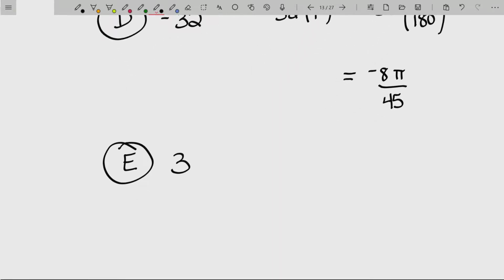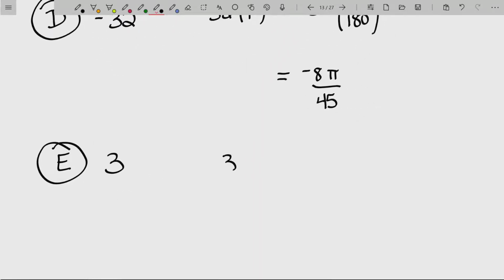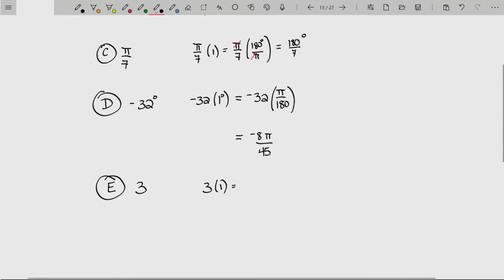So 3 radians converted to degrees. So I know 3 is the same thing as 3 times 1 radian. The conversion from 1 radian is 180 degrees over pi. And unfortunately, nothing cancels there. So it's just 3 times 180, and I think that's 540 degrees over pi. Whatever that may be.